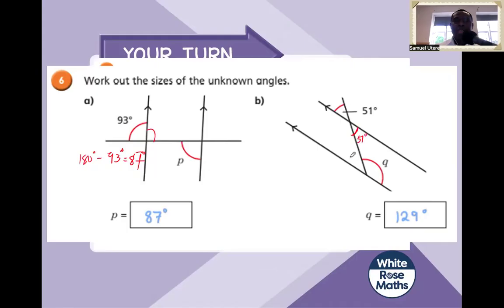Now, notice that this is a transversal, so it means the co-interior angles must sum to 180 degrees. So to get that angle Q, we know that Q and 51 degrees will sum to 180 degrees. The reason is they're co-interior. Now, to get Q, we can simply subtract 51 degrees, all right? So again, your equation solving skills, and that gives you 129 degrees.